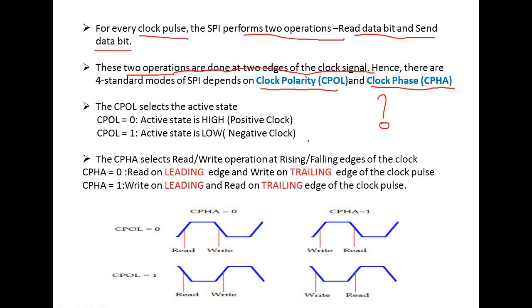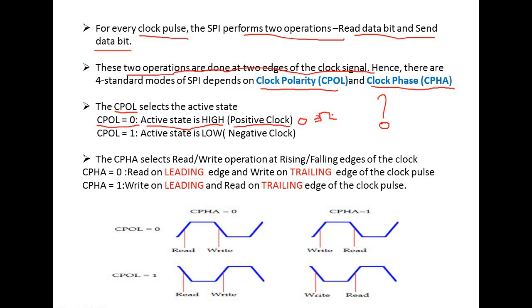See here. Here CPOL means clock polarity. This clock polarity bit selects the active state. That is, if clock polarity bit is set to 0, then your active state is high. That is, you are giving positive clock. The positive clock is transferred from master to slave. And here the inactive state is low. That is 0. Each clock cycle consists of pulses of 1. That is, the leading edge is here the rising edge and the trailing edge is the falling edge here.